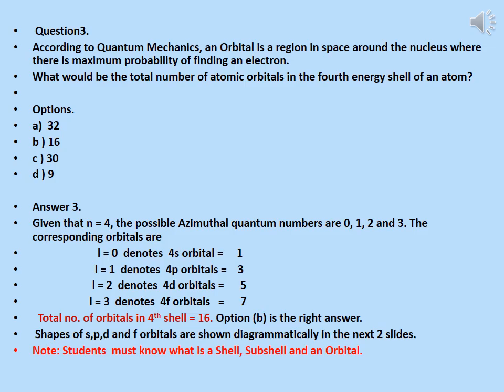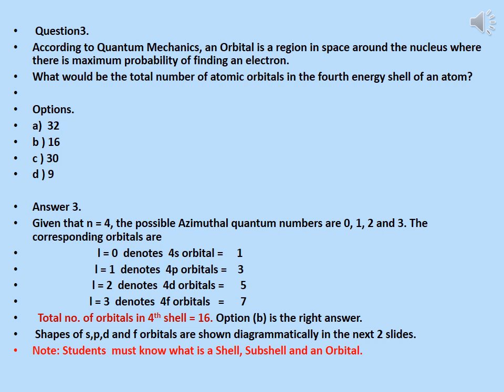In an atom, shells are energy levels. They are energy levels defined by the principal quantum number n, and they denote regions of space around the nucleus where there is high probability or maximum probability of electrons being found. So that's what is a shell.